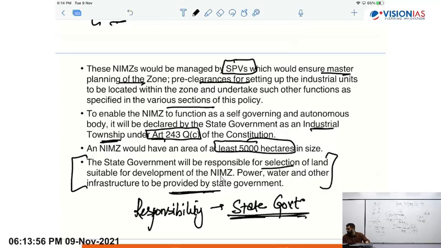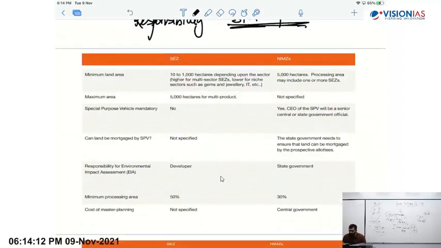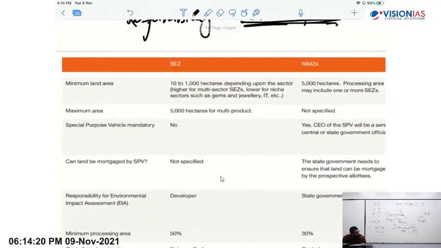And the second thing which can be asked is in the form of features of NIMZ. They can also give a question on comparing NIMZ and SEZ. What is the difference? Now you see SEZ and NIMZ. Minimum land area, is it visible? No. No.